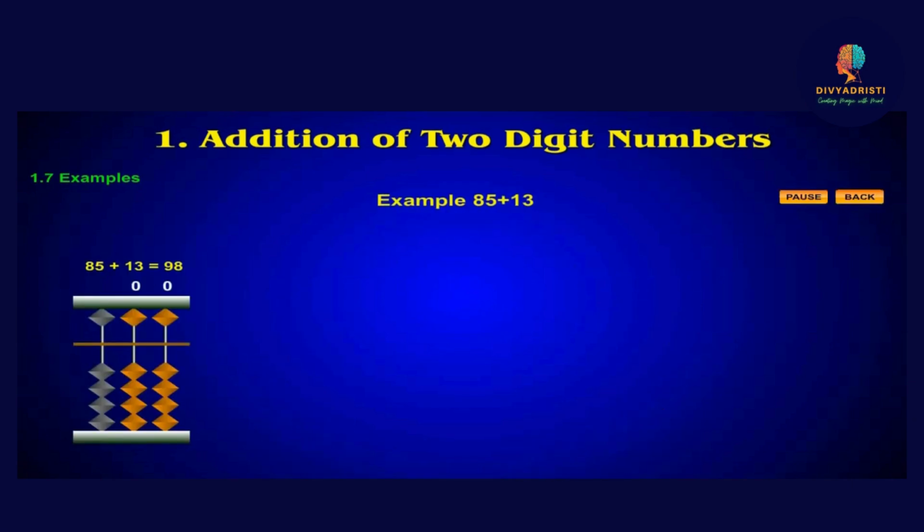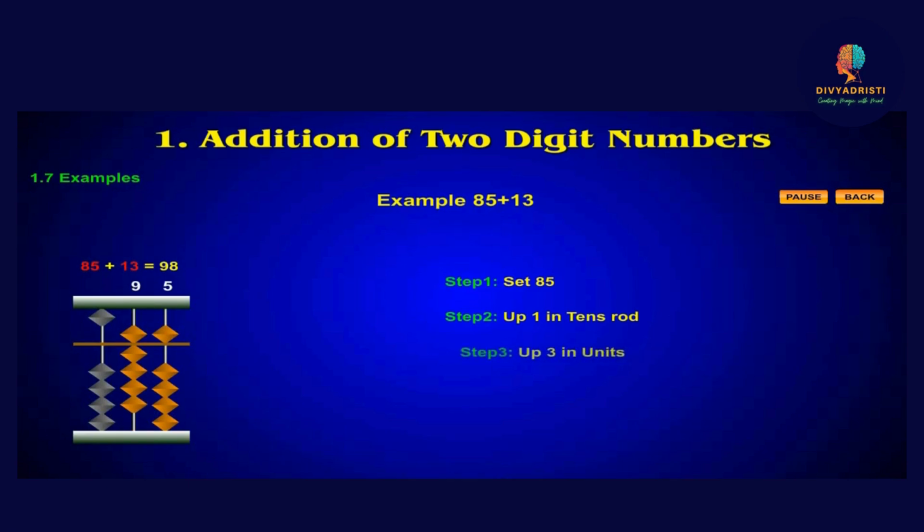Example: 85 plus 13. Step 1. Set 85. Step 2. Up 1 in tens rod. Step 3. Up 3 in units. Step 4. Count the beads.